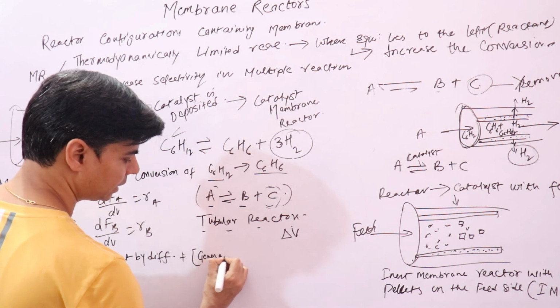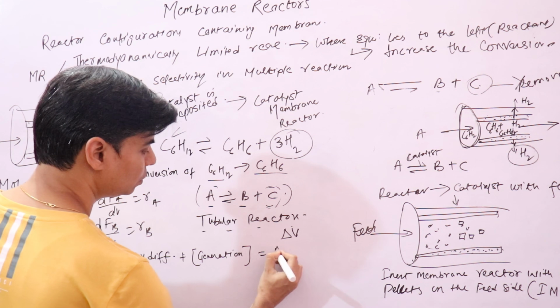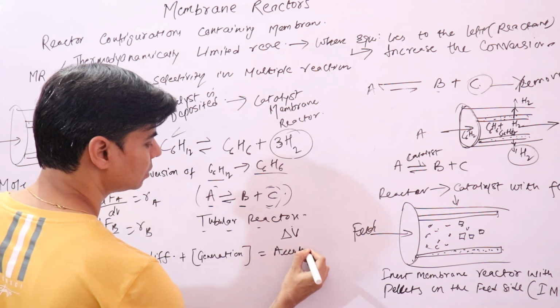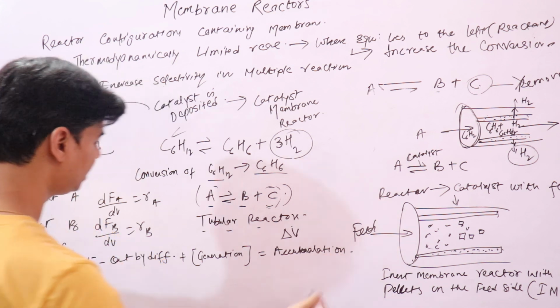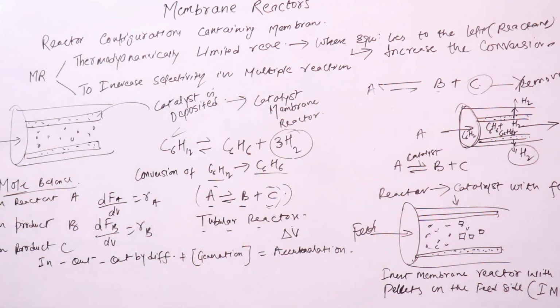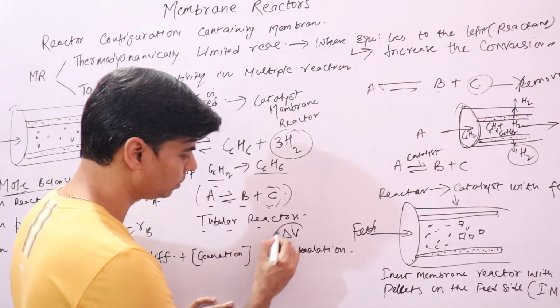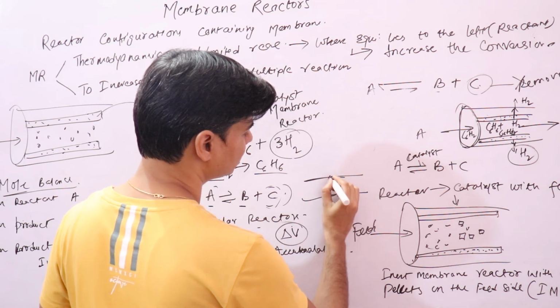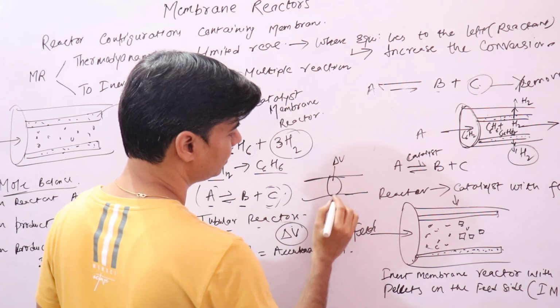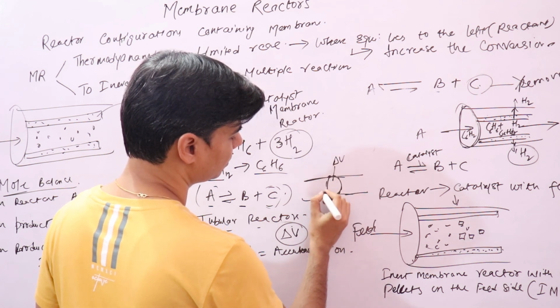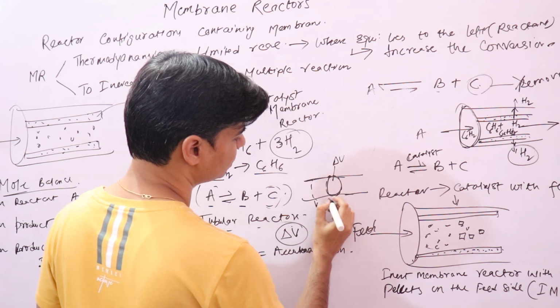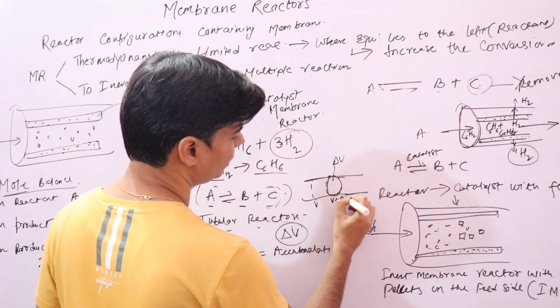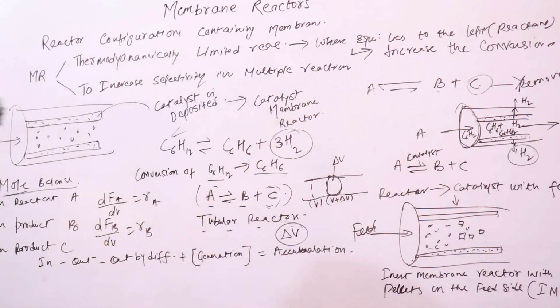I hope you remember the mole balance equation is equal to accumulation. This was the mole balance equation. We are doing this mole balance over a differential volume dV. If you remember, we considered this much volume, delta V, this is V and this is V plus delta V. This is how we did it.